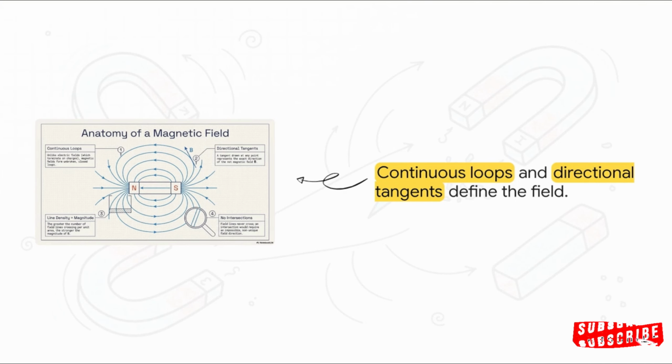We can see those exact rules playing out brilliantly right here. Notice the unbroken loops wrapping seamlessly from north to south. See how a tangent drawn at that specific point perfectly represents the exact direction of the net magnetic field? And look really closely at that magnified area. Absolutely no intersections. If they crossed, it would imply an impossible, non-unique field direction. The physics would literally break. It's a beautifully ordered system.